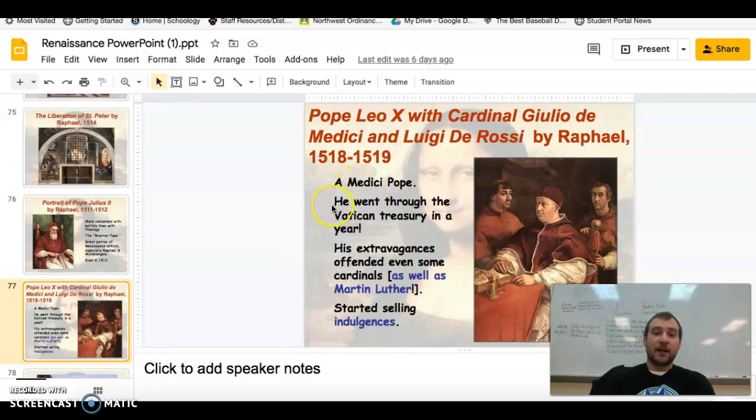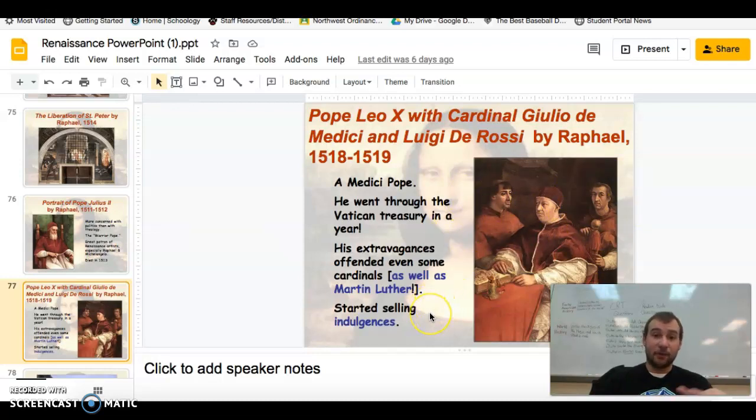He becomes pope. What does he do? Well, he spends, right? He runs through the Vatican treasury in 1 year. Their entire savings goes through in 1 year. And his extravagance has offended some cardinals as well as Martin Luther. We'll get to him with the Reformation later on. And once he's out of money, he finds a new hustle to make more money, and he starts selling indulgences. Basically, you can pay to get people out of purgatory. You're paying for other people's souls to be released, I guess you could say. And so that's another way for him to make money.